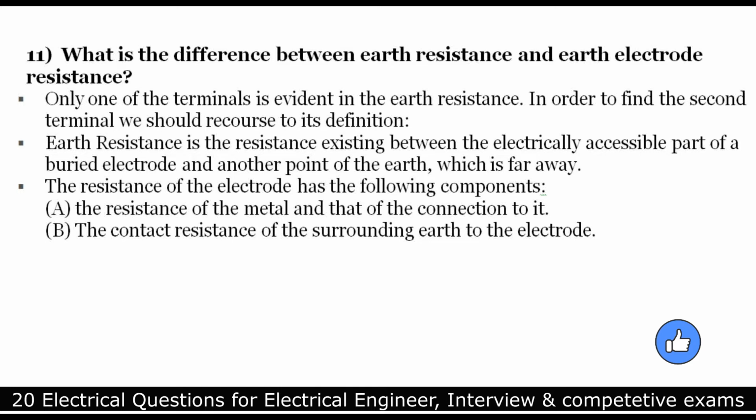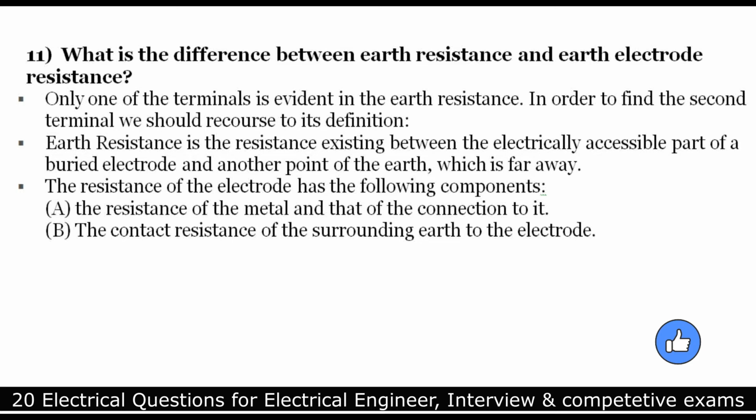Only one of the terminals is evident in earth resistance. In order to find the second terminal, we should resort to its definition. Earth resistance is the resistance existing between the electrically accessible part of a buried electrode and another point of the earth which is far away.